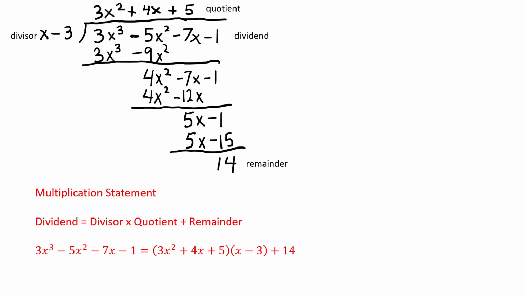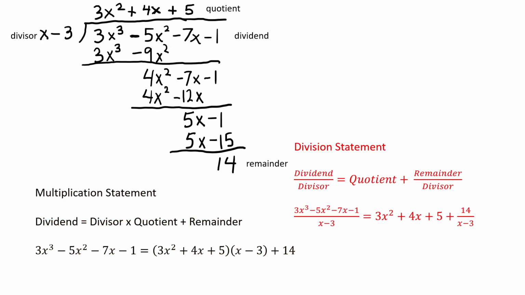And there we go. Similarly, we know what our division statement is. Our division statement always says dividend over divisor equals quotient plus remainder over divisor. So 3x cubed minus 5x squared minus 7x minus 1, quantity over x minus 3, is equal to 3x squared plus 4x plus 5, plus 14 over x minus 3.